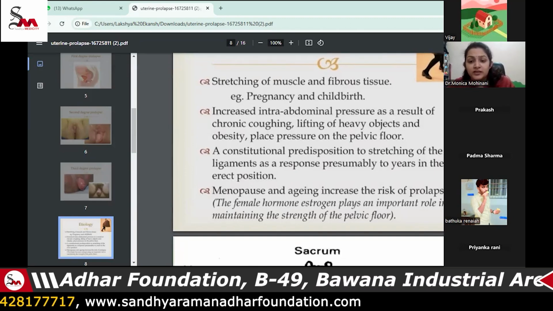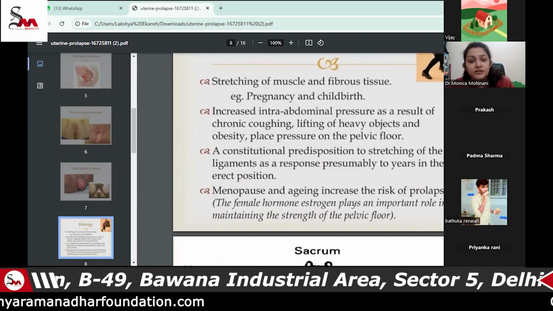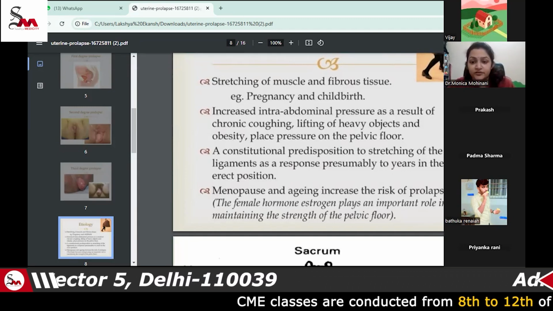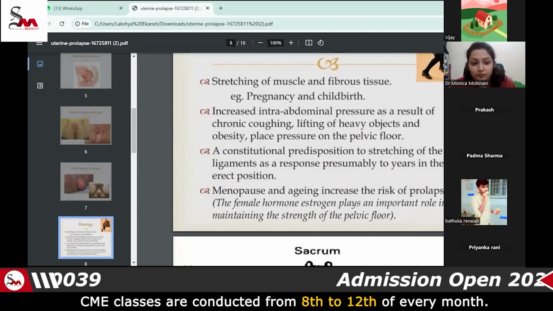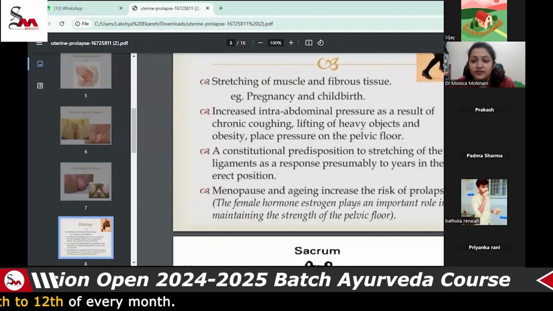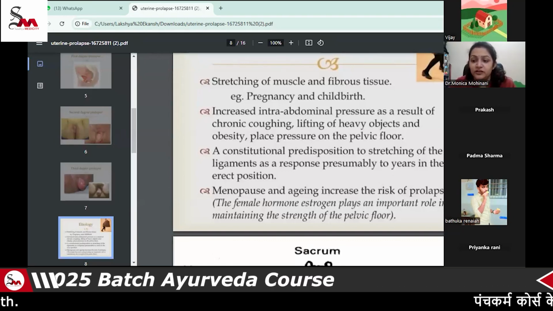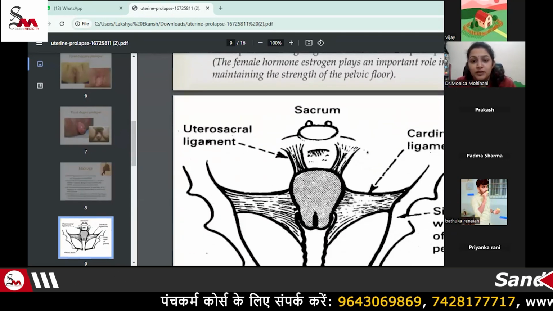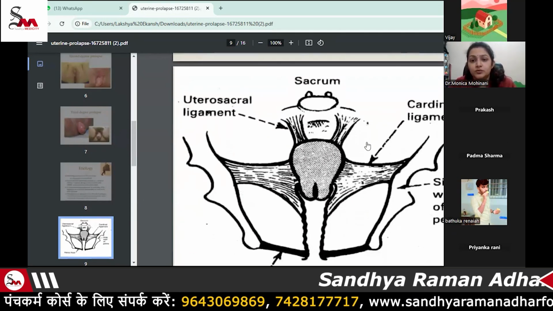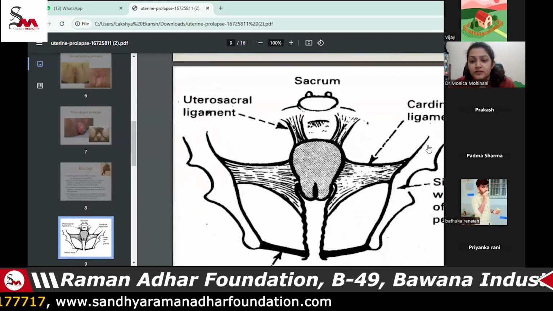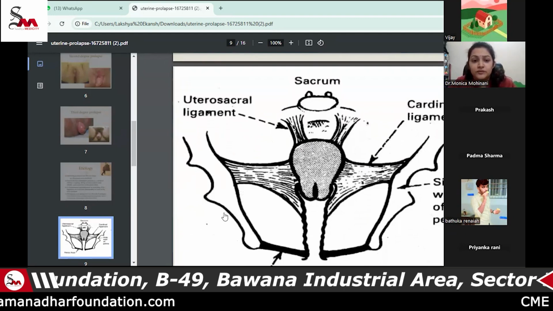And menopause and aging increase the risk of prolapse. The female hormone estrogen plays an important role in maintaining the strength of the pelvic floor. So at the time of menopause, these hormones decrease, and the support system becomes weaker, and due to weakening, it may result in prolapse. So at the sacrum, and this is the uterus and pelvic walls.